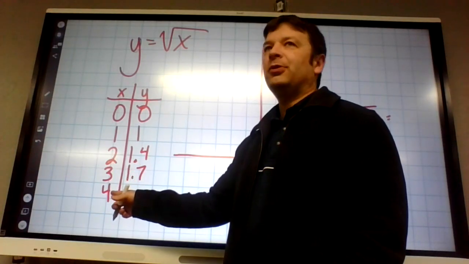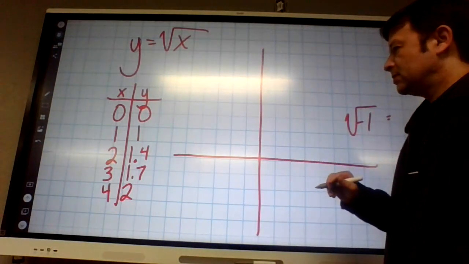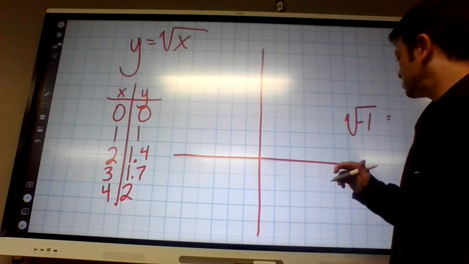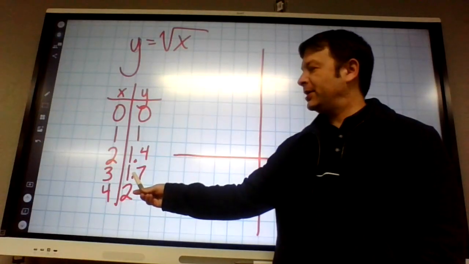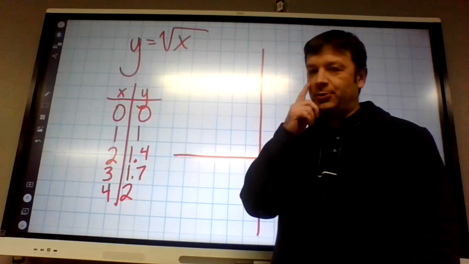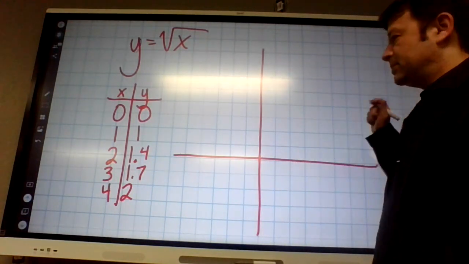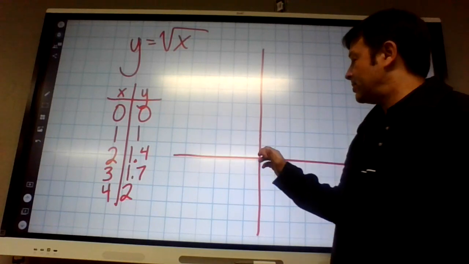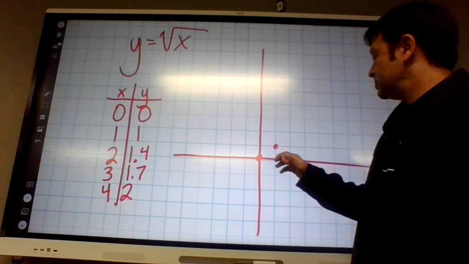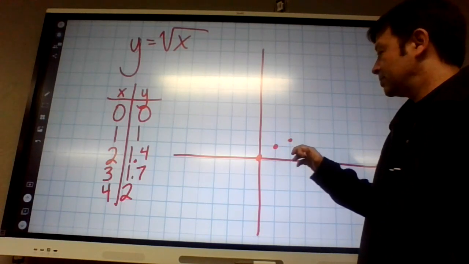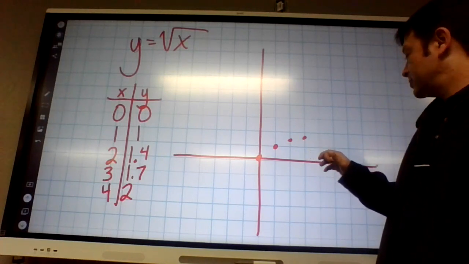But what's the square root of 4 though? 2. Or -2. I know that 17 squared is 289, so 1.7 squared is 2.89, so I knew it was close to that. Anyways, so 0, 0; 1, 1; 2, 1.4; 3, 1.7; 4, 2.